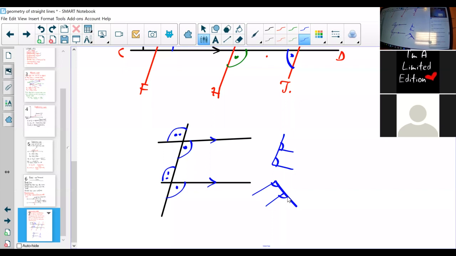All right. I'm going to the next one quickly. I want to make sure I cover the three in today's class. We're going to look at the three quickly. Alternate angles.